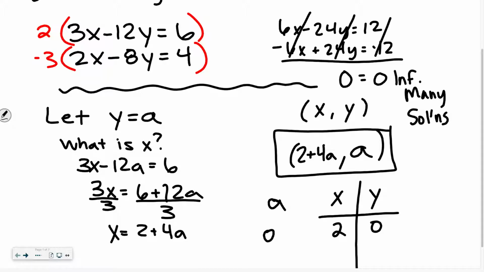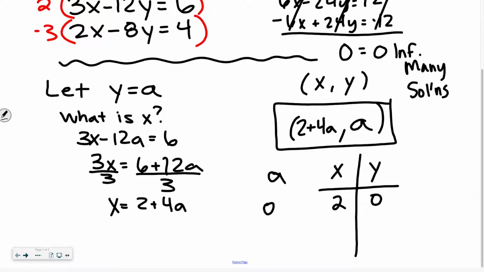But that's not the only solution, right? There's infinitely many solutions. So I could pick a new value for a. What do you want to let a equal? 4? Okay, let's let a equal 4. If a was 4, then y is 4. And x is 2 plus 16, which is 18.